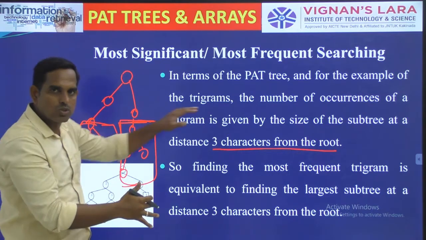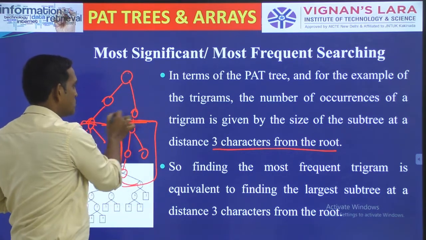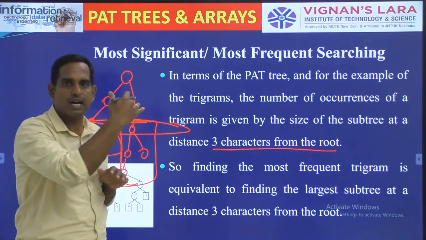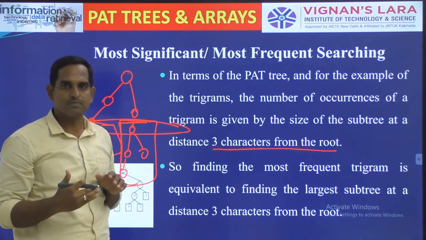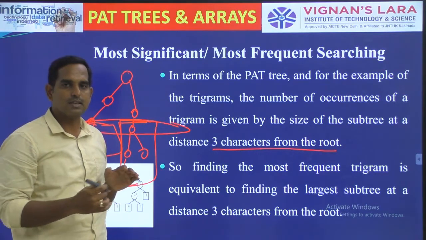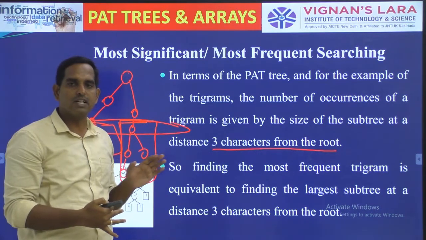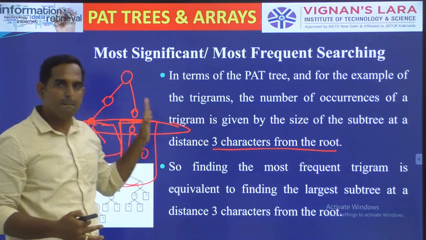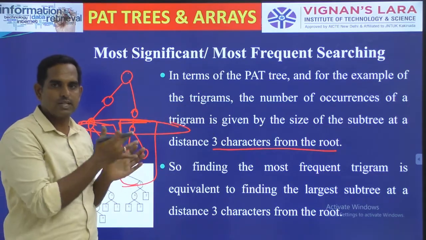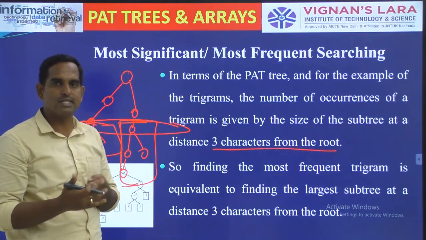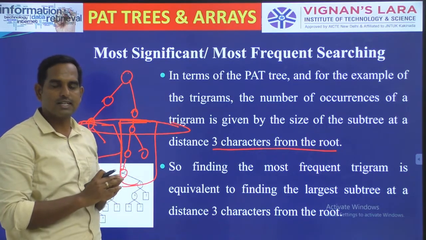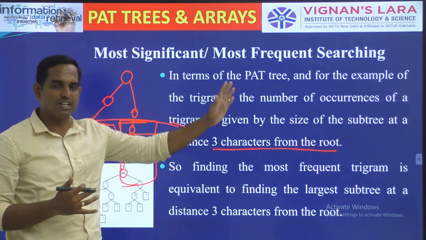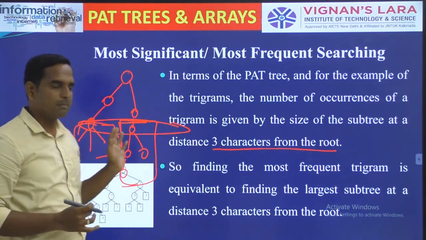At the root, from the root we have to search for the 3rd level. Among the 3rd level internal nodes, the one which is having the longest subtree, that particular subtree will tell you the most frequent trigram present in your patries. Here you are trying to search an arbitrary trigram, that is a 3 character pattern. In a similar manner, you can search other patterns also which are most frequently repeated in your patries.